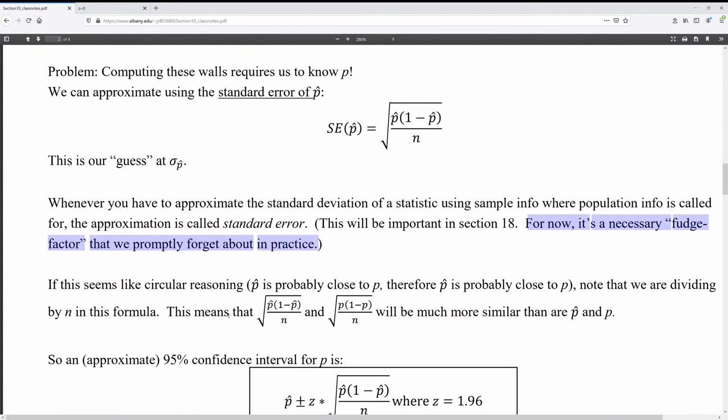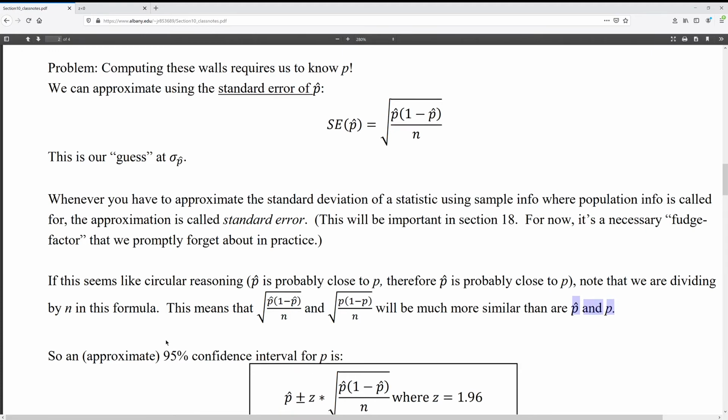So if this seems like circular reasoning, p hat is probably close to p, therefore p hat is probably close to p. Note that we're dividing by n, which means again that these two guys are much more similar to one another than these two guys are, and that's what makes it work. The larger the sample, and there's all kinds of reasons you want samples to be large anyway, the more similar these guys are to one another, even if these guys aren't particularly close. So that's what makes it actually work.